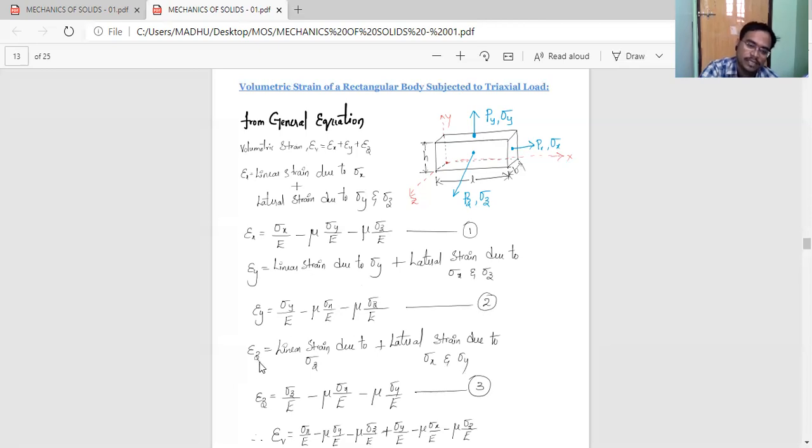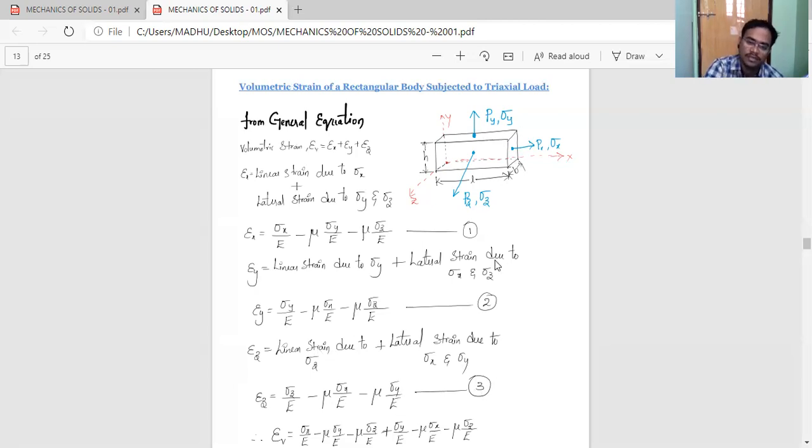Similarly, epsilon z, the strain or the change in the dimension of this, is given by the linear strain due to sigma z, that is the longitudinal strain or primary strain due to sigma z, minus the lateral strains due to sigma x and sigma y: sigma z by E minus mu sigma x by E minus mu sigma y by E. This is the third expression.